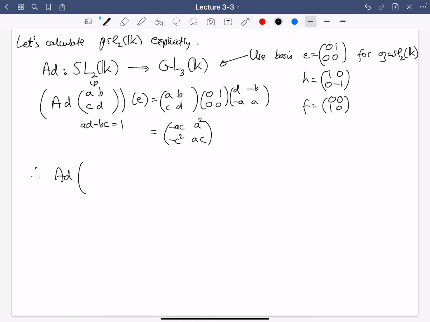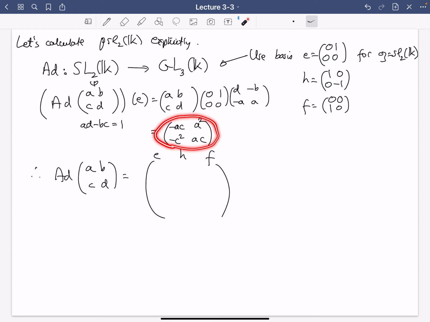And so this is calculating the image of our 2 by 2 matrix as a 3 by 3 matrix with respect to the basis E, H, F. The first column is what it does to E, which I've just calculated. So I've got to write that in terms of the basis E, H, and F. I think it's A squared lots of E minus AC lots of H and minus C squared lots of F. And then similarly, you plug in H, and then plug in F to calculate the second and the third columns of this matrix.